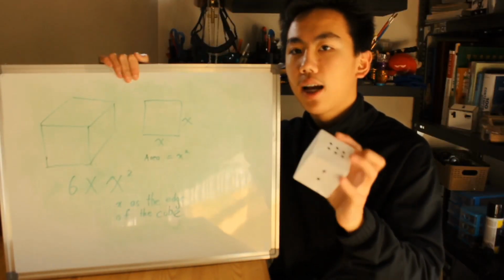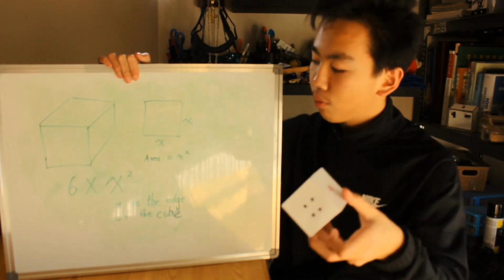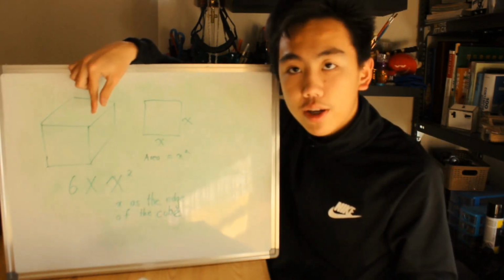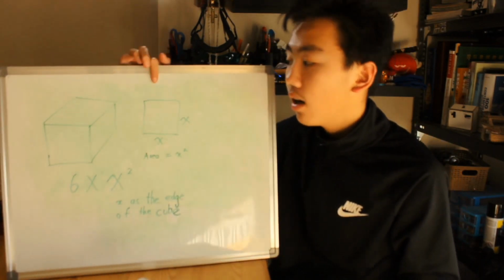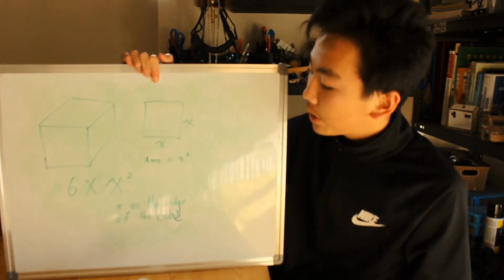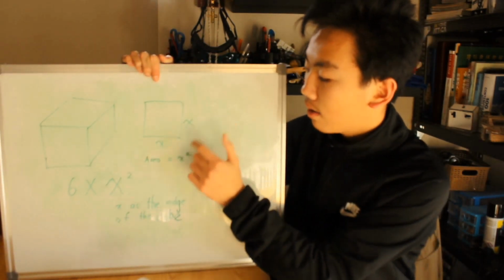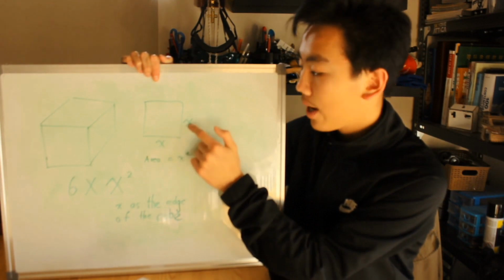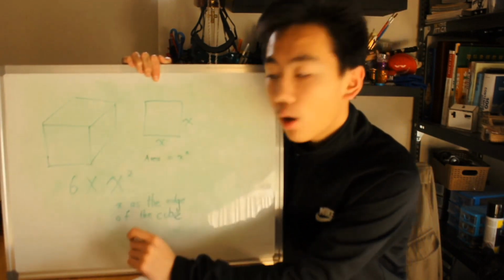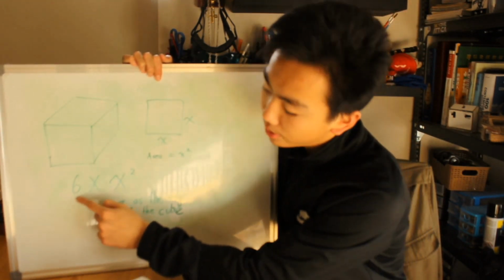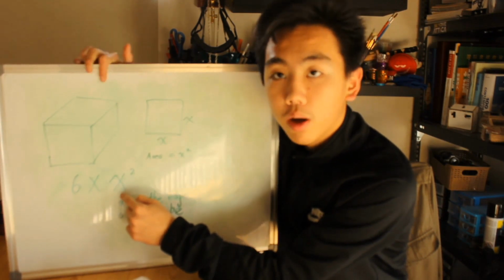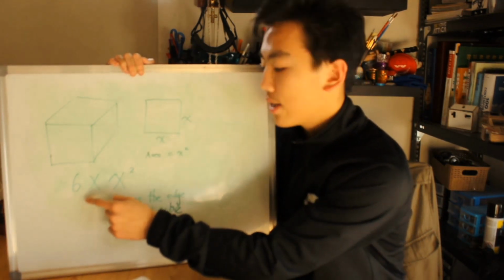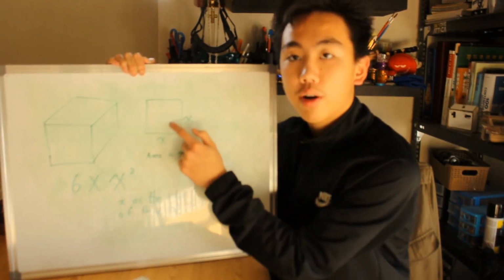Looks really familiar, right? It's like dice, exactly. The ones we use when we play a board game. So the number of faces, 6. Each face is a square. Area of a square, side times side. We named the side x, so x times x, x squared. So now we've got the surface area formula of a cube. 6, the number of faces, times x squared, the area of each face.